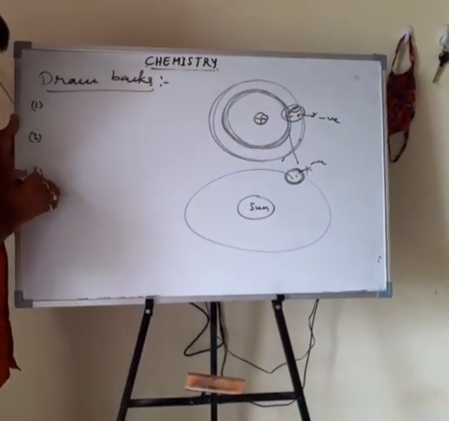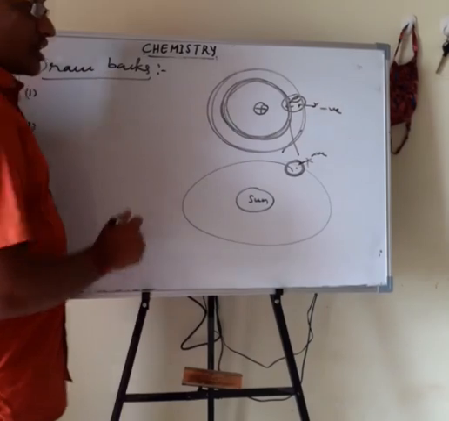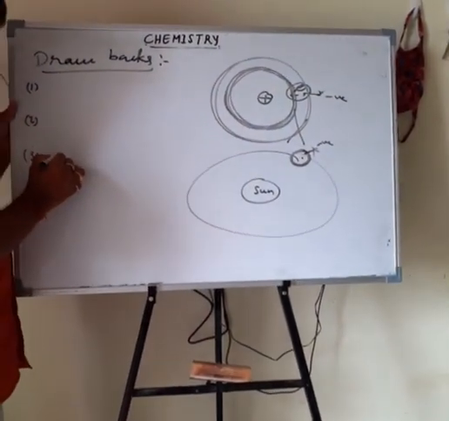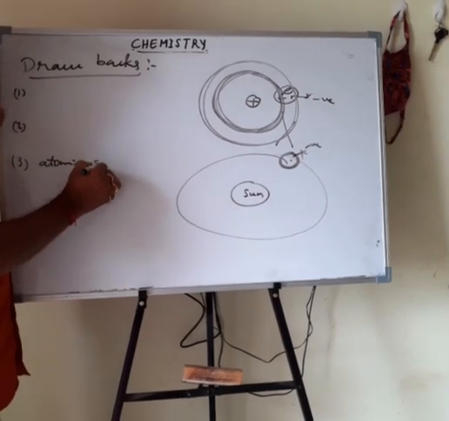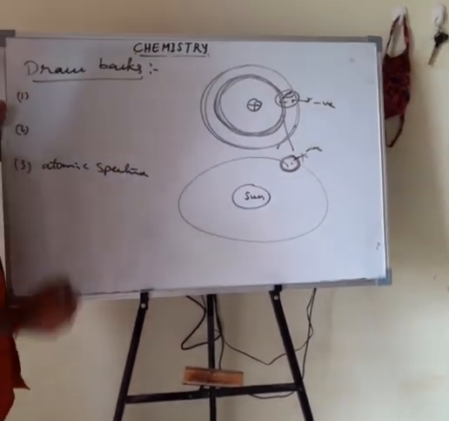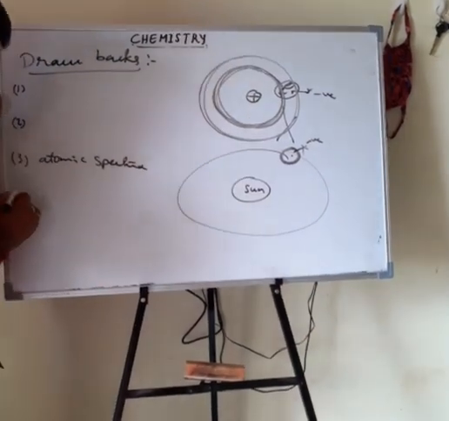Then next, the third drawback. The Rutherford atomic model fails to explain the atomic spectrum. The atomic spectrum is not explained by the Rutherford atomic model. So that is the third one.